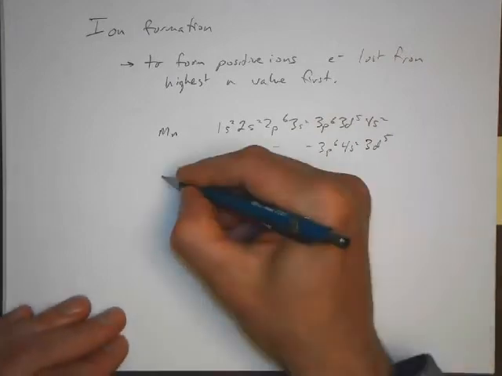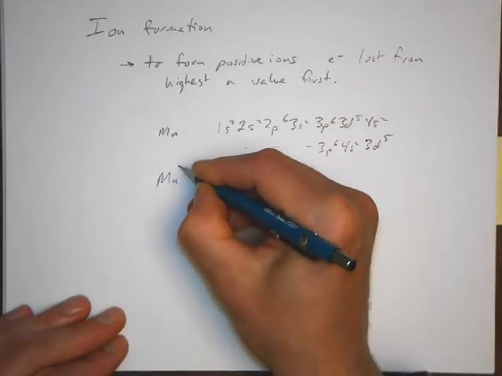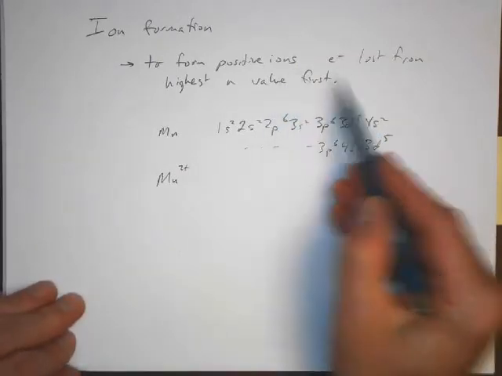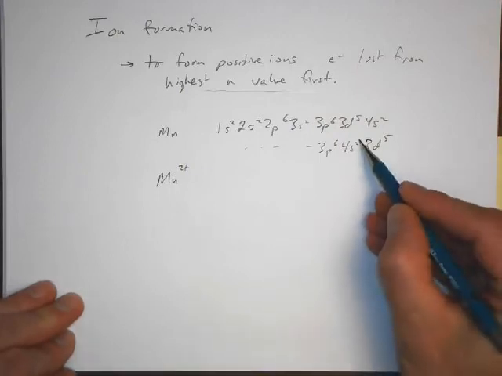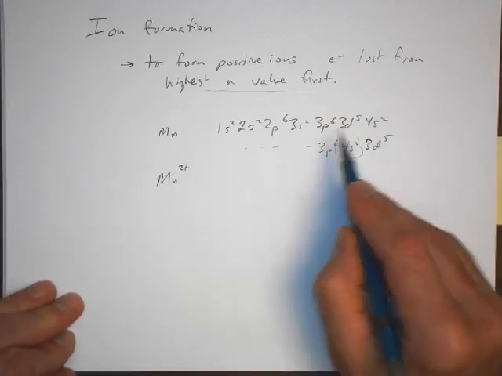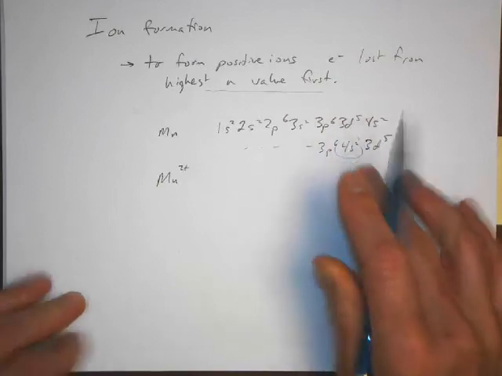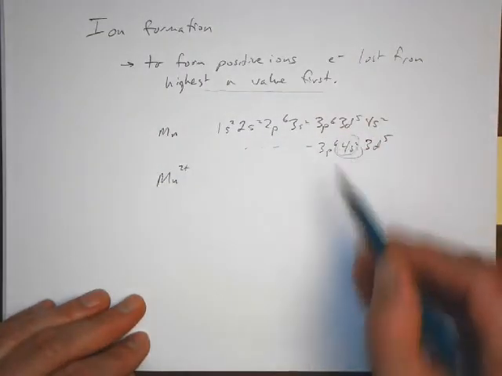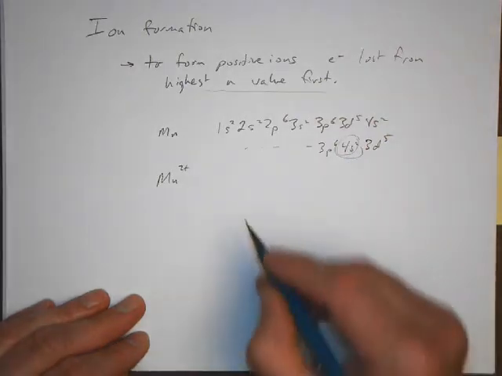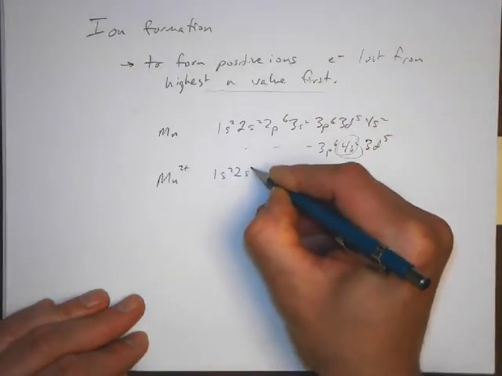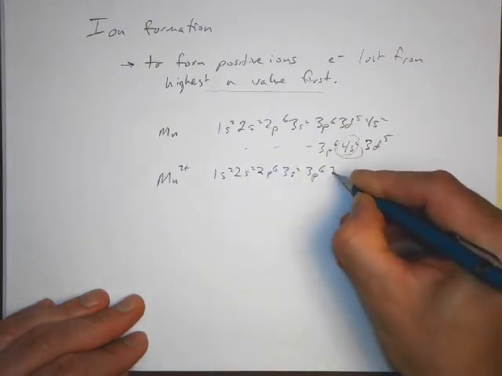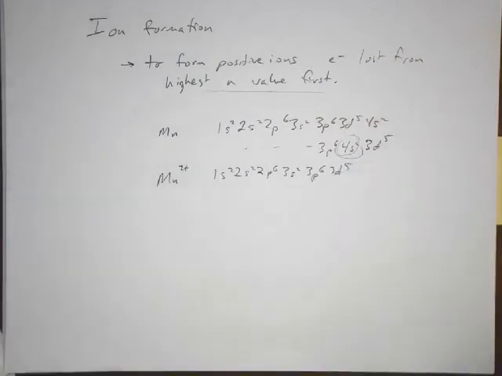Now, if we have manganese +2, we remove 2 electrons. We're going to remove them from the highest n value first. What's the highest n value? Right there. Depending on which way you write it, it doesn't matter to me which way you write it. But when you make the ion, you remove from the highest n value first, which is going to be the 4s electrons. So for this, we would write 1s2, 2s2, 2p6, 3s2, 3p6, 3d5.